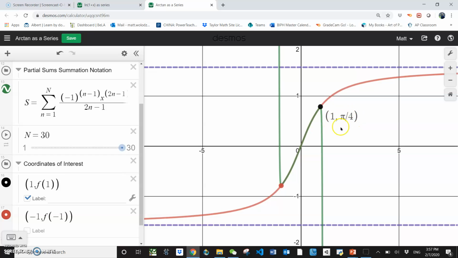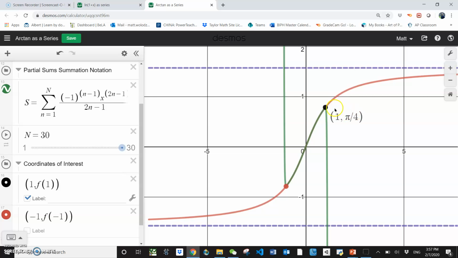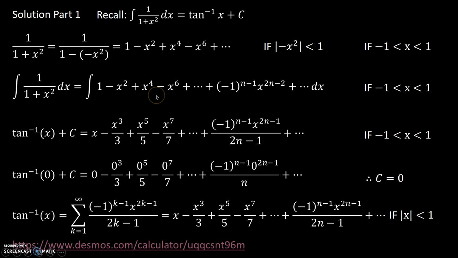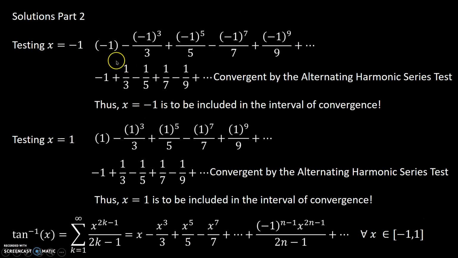And this is going to lead us to a nice, interesting exploration in the next video. Because we know the output of 1 is pi over 4, that's going to lead me to some sort of series for pi, hopefully. And we'll look at that in the next video. So how do we know if we include 1 or do not include 1? We go back to our testing of each case.